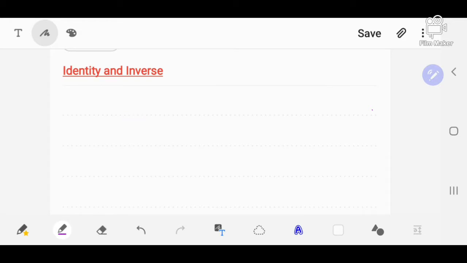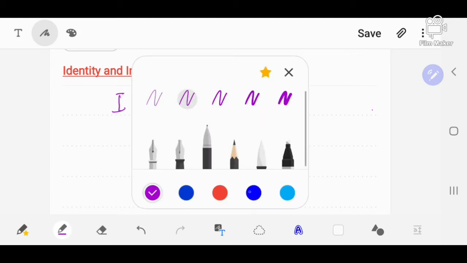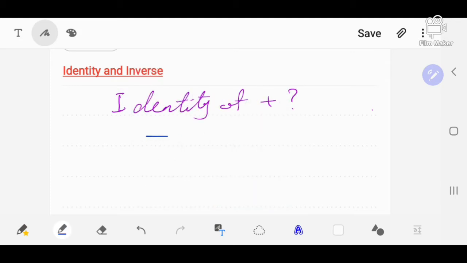Today I'm going to talk about an interesting topic that exists in every branch of math. I'm going to talk about identity and inverse. Let me ask you this question. What is the identity of addition? Well, maybe you don't know the name, but you know how it's applicable in the operation.